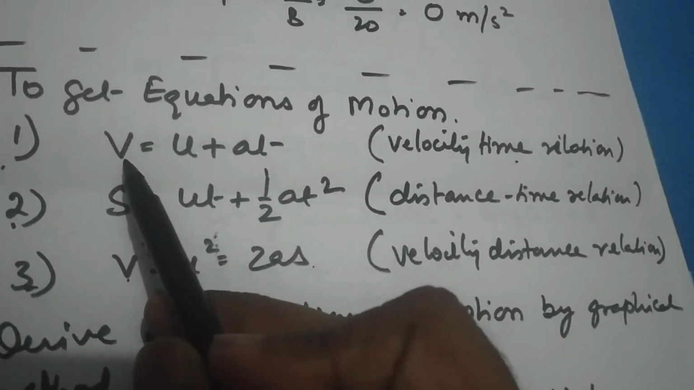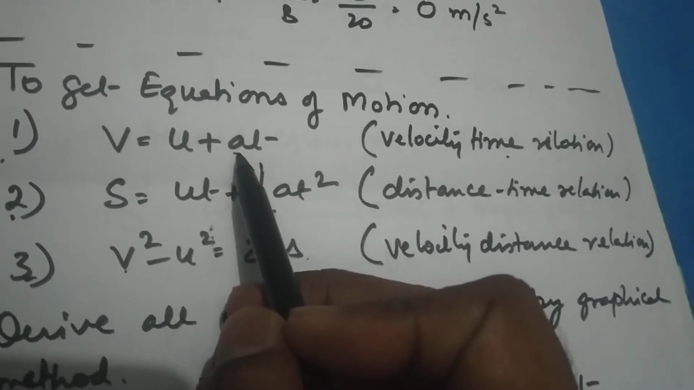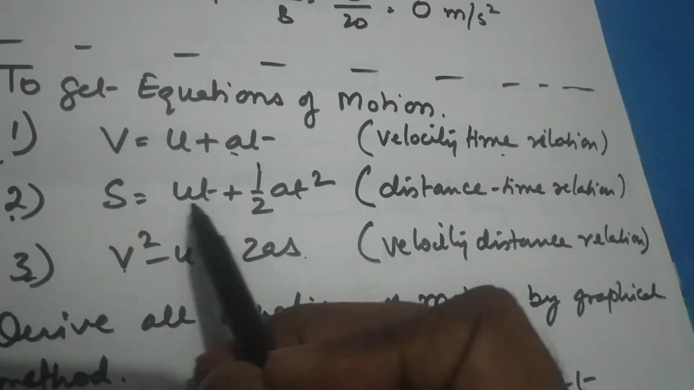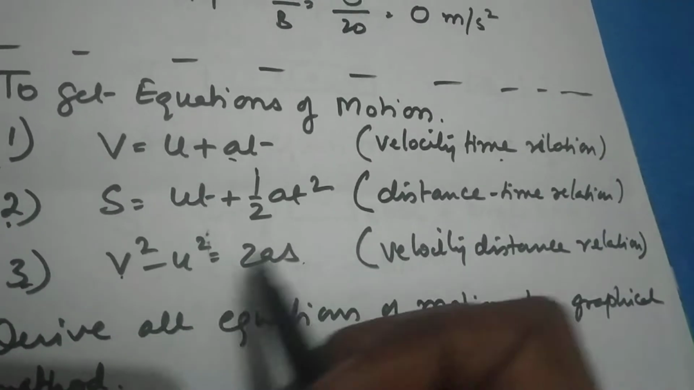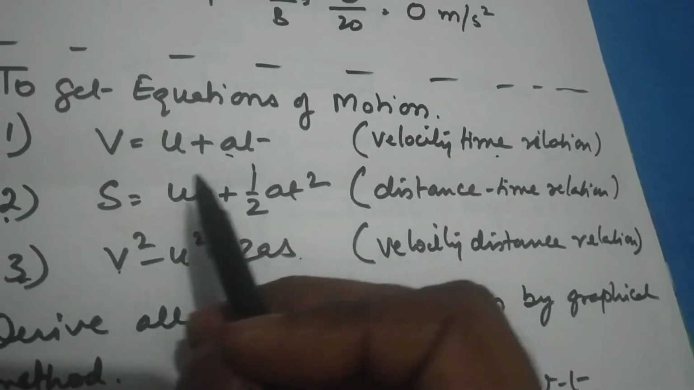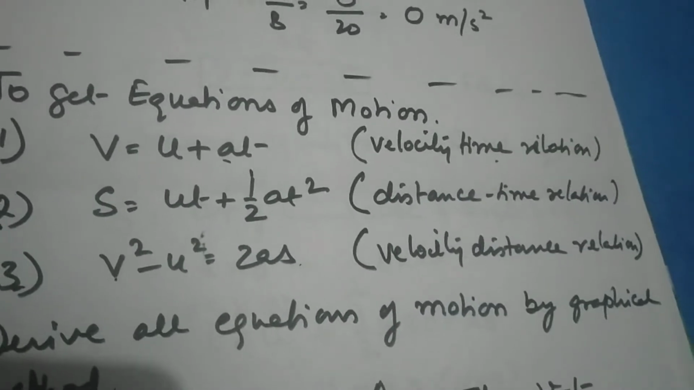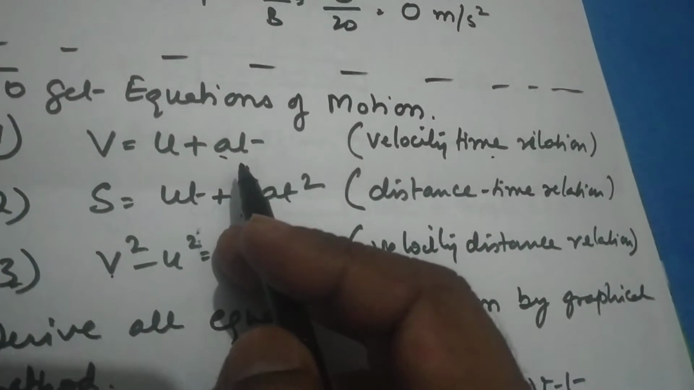Everybody knows v is the final velocity, u is the initial velocity, a is acceleration, t is taken for time, and s for the distance. So these symbols which are used in the formula should be clear in your mind. We will take them one by one and try to get these expressions from the graphical method which we have learned just now.